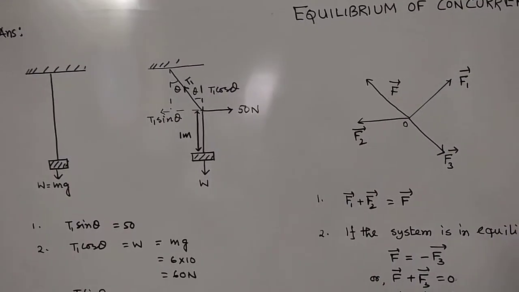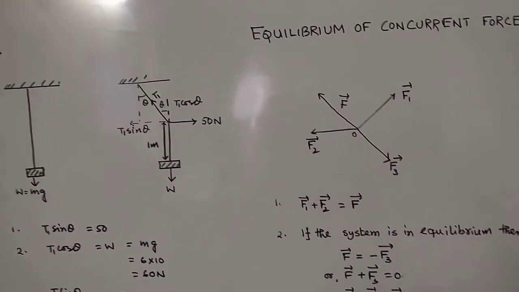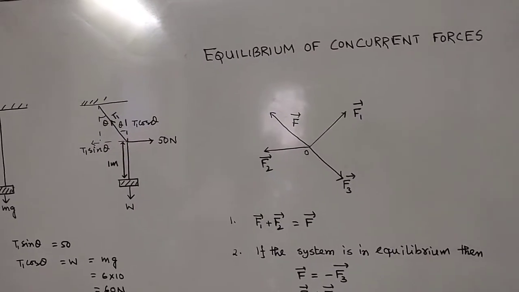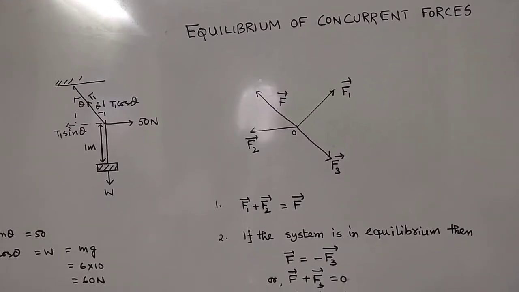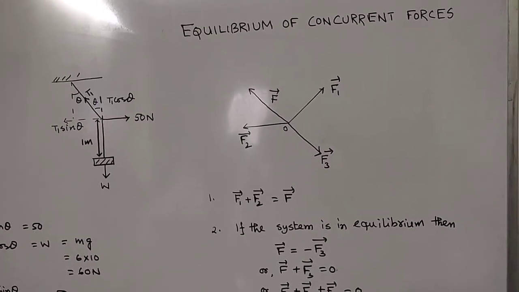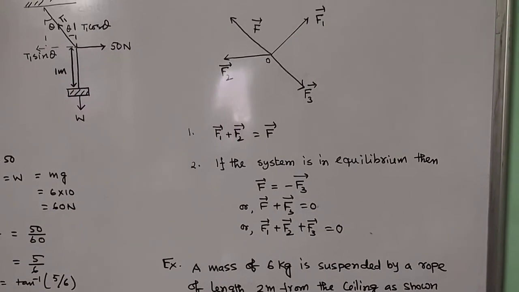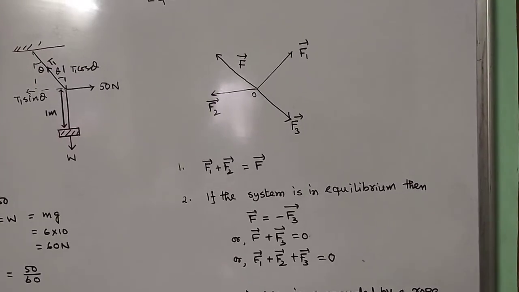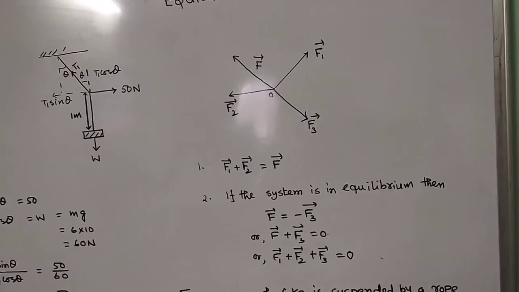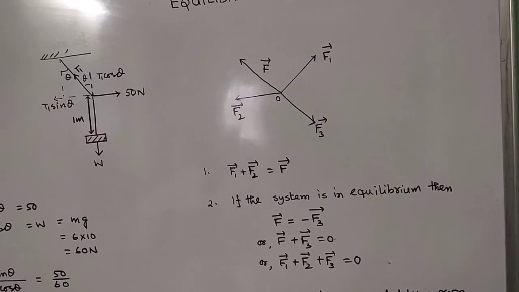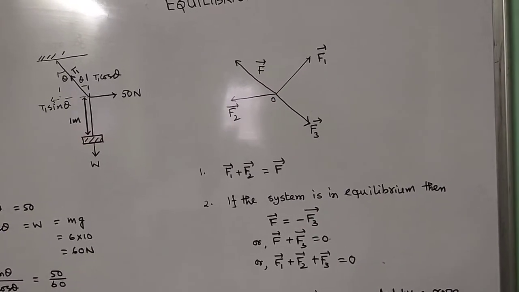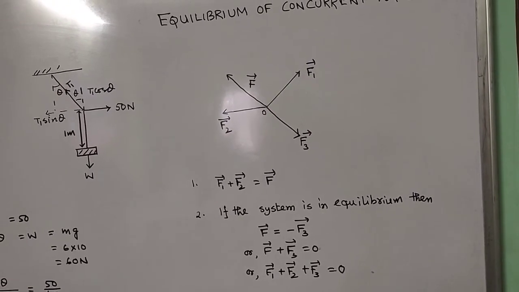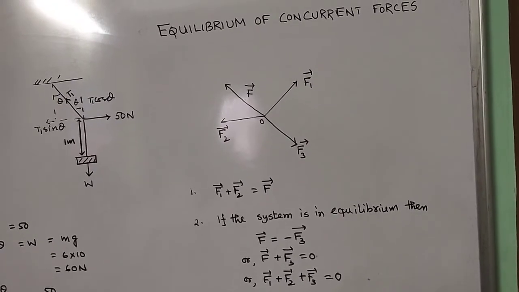You can apply Lami's theorem also for equilibrium of concurrent forces, but this is not in your syllabus. That's why we are not going to discuss Lami's theorem. So please go through this topic. It's very simple. So the condition for equilibrium is what? Vector sum of the forces should be 0. Equilibrium means what? You are applying force, but there is no disturbance on the system. Then it is in equilibrium. And definitely for that, there must be a counterbalance force, so that the applied force balances the counterbalance force.